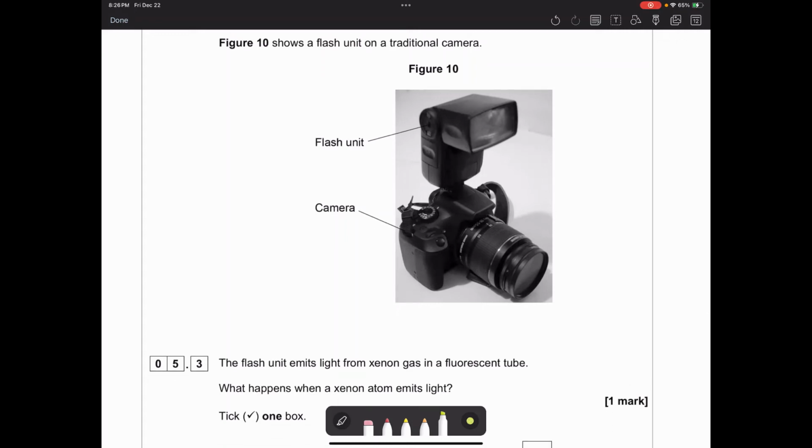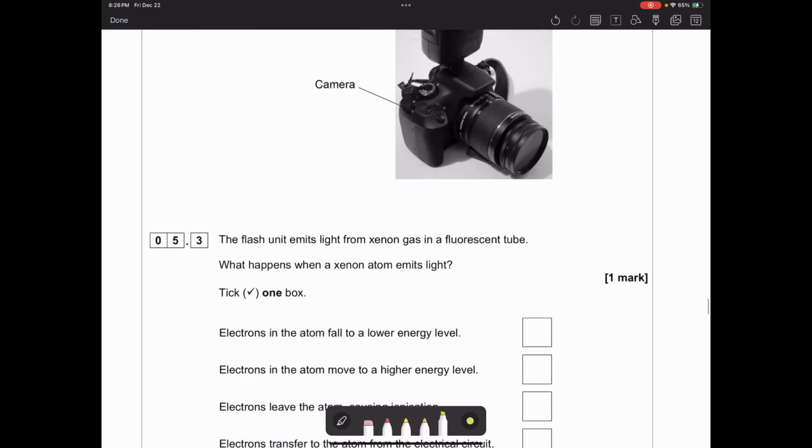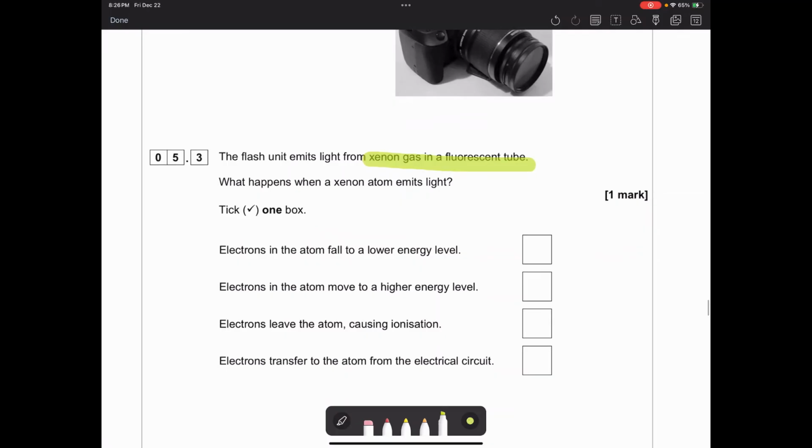A traditional camera uses a flash unit to provide light. Figure 10 shows a flash unit on a traditional camera. The flash unit emits light from xenon gas in a fluorescent tube. What happens when the xenon atom emits light? Electrons in the atom fall to a lower energy level. Electrons in the atom move to a higher energy level. Electrons leave the atom, causing radiation, and electrons transfer to the atom from the electrical circuit. This one is actually quite a hard question.